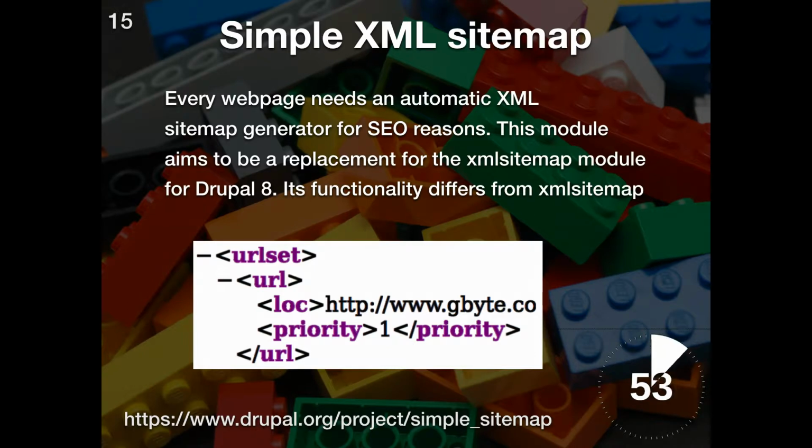Simple XML sitemap is a bare bones XML sitemap. This kind of works as a hint to crawlers, web crawlers like Google, Bing, Yahoo, whatever, so that they can kind of see the layout of your site or where things are. Mostly you just install it and do a little bit of configuration and you get a little bit of extra help for your search engines.